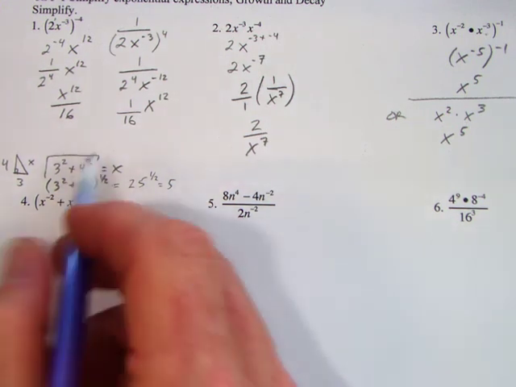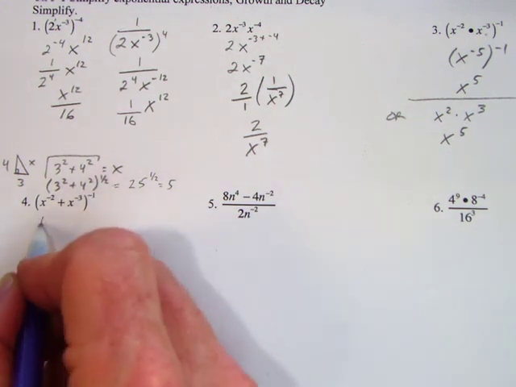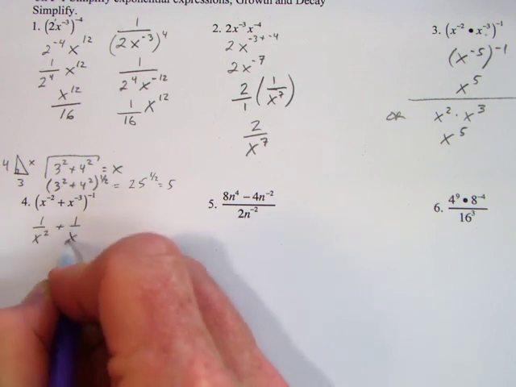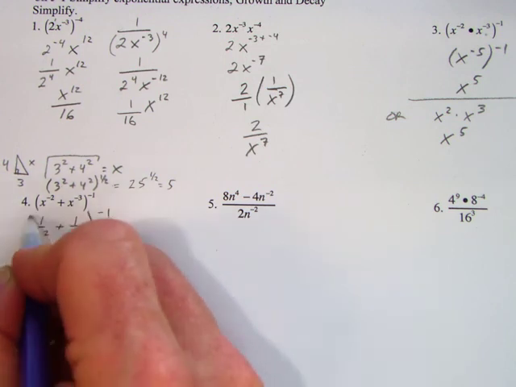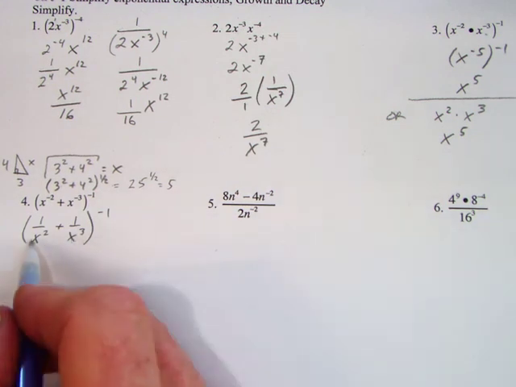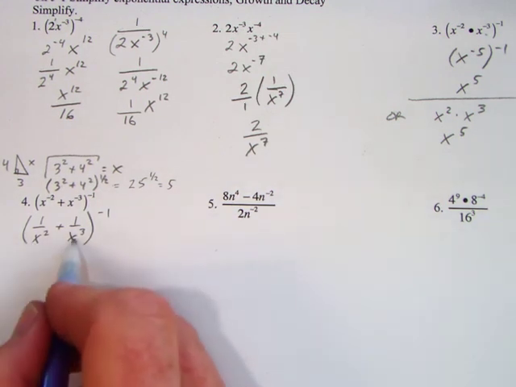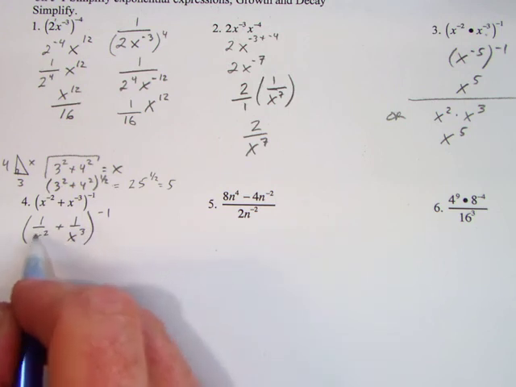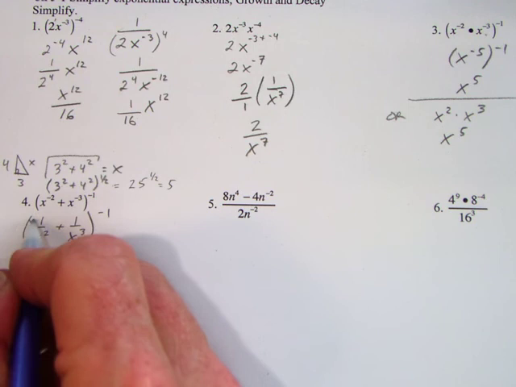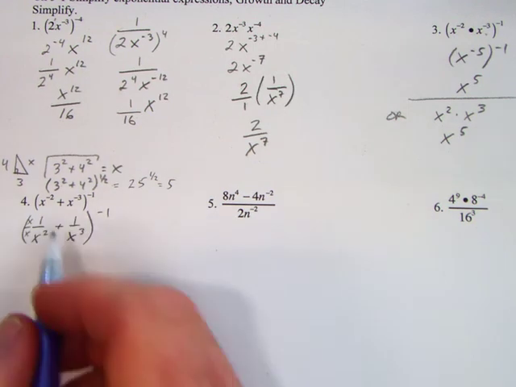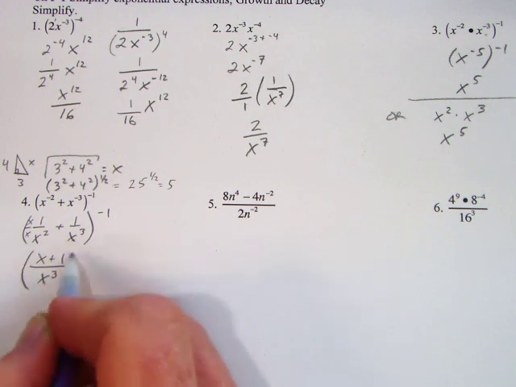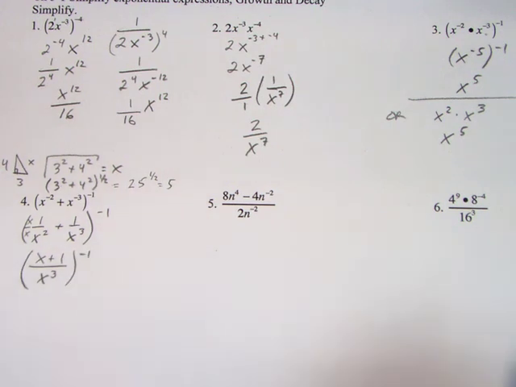When I take a look at this one, I need to get this to one thing. So, one fraction. This will be 1 over x squared plus 1 over x cubed, raised to the negative 1. My common denominator here, this is x times x, and this is x times x times x. So we have 3 x's multiplied, 2 x's multiplied. So what I'm going to do is multiply this first one by x over x. So I will get x plus 1 over x cubed, all of that raised to the negative 1 power.